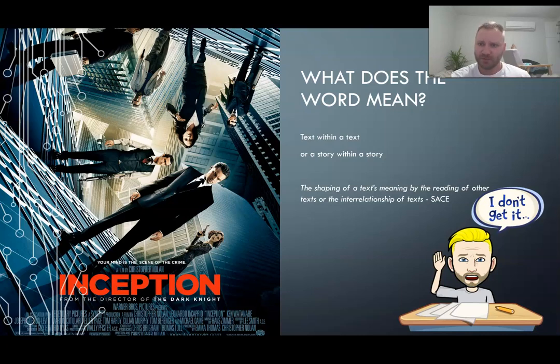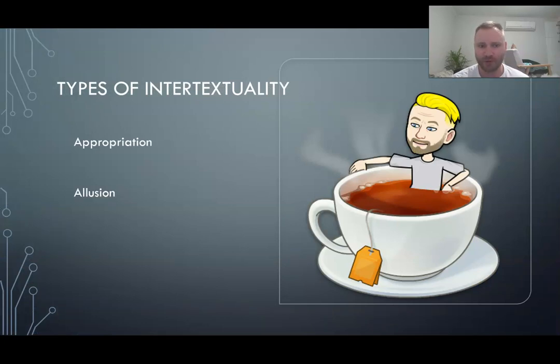So we'll give you some examples of intertextuality and the different types of intertextuality that you will come across. Now, in English, you're likely to come across three in particular: appropriation, allusion, and parody. Over the next few videos, I'll be breaking these down and giving you specific examples of where you may have seen these in the past, and also give you some ideas of what you may do in your intertextual studies.